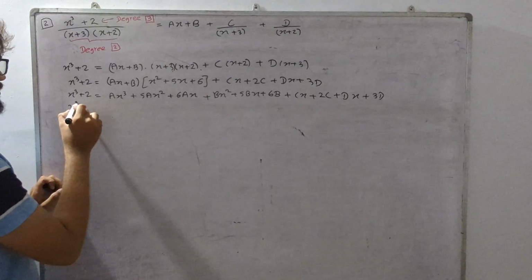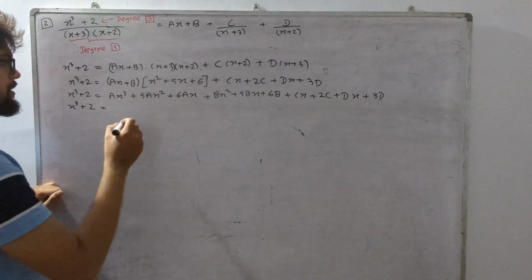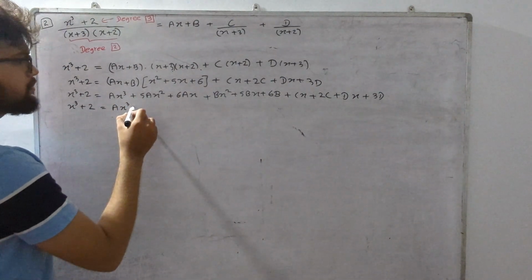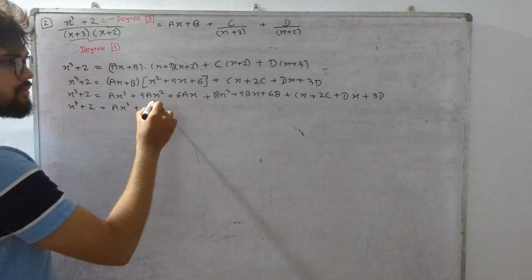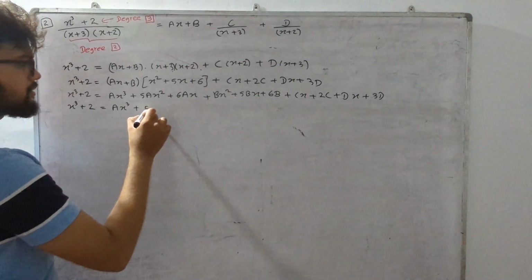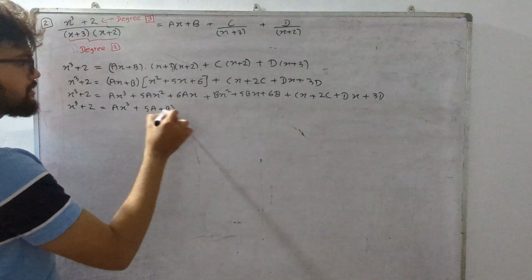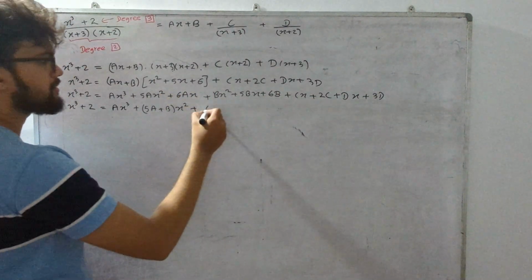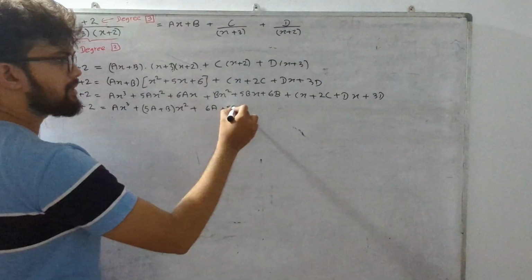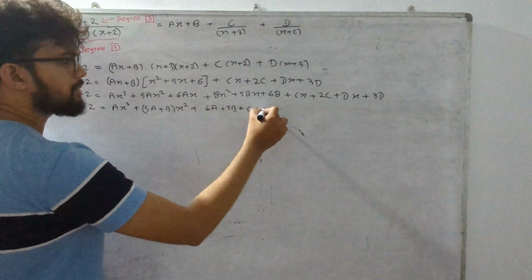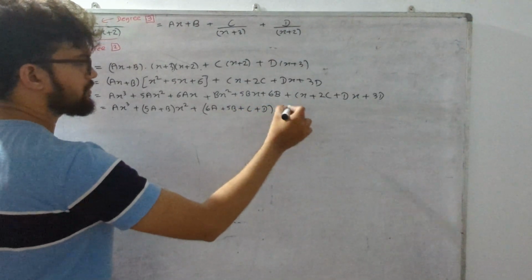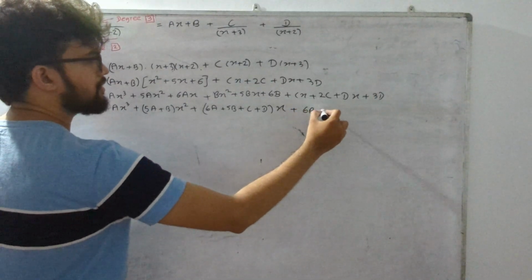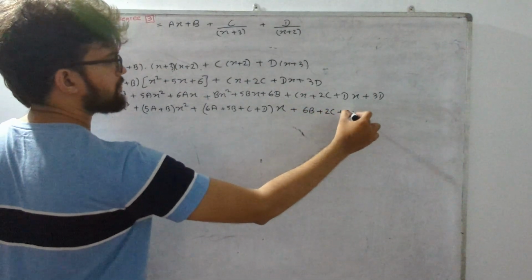Now I am going to factorize similar terms. We have one x cube term, ax cube, plus there are two x squared terms, 5a plus b into x squared. There are 4 x terms, 6a plus 5b plus c plus d into x. There are 3 constants, 6b plus 2c plus 3d.